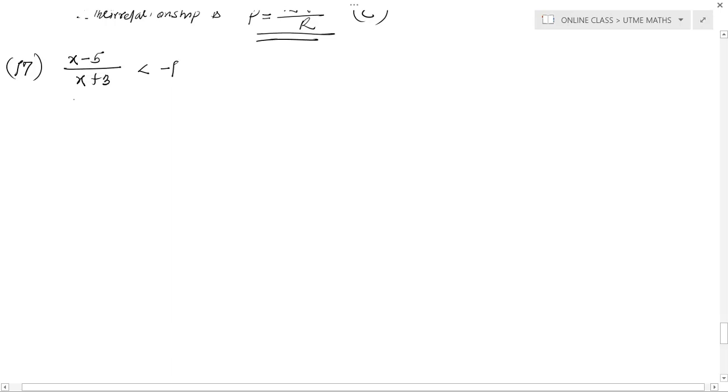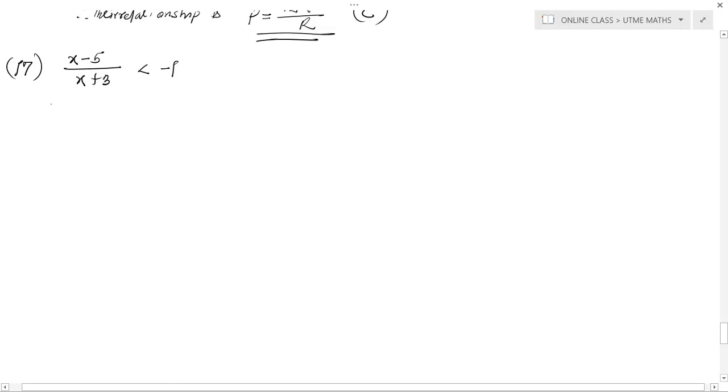So in this case, we can't just solve this directly. We must cross multiply. But when you are cross multiplying, you don't just take x plus 3, because you don't know what x is. If x is like minus 10, this value will give you minus 7, and if you cross multiply by a negative, it should change this sign. So we are not doing that. What we'll do is multiply both sides by the square of x plus 3. Even if it is minus, you square it, it gives you positive at the end of the day.